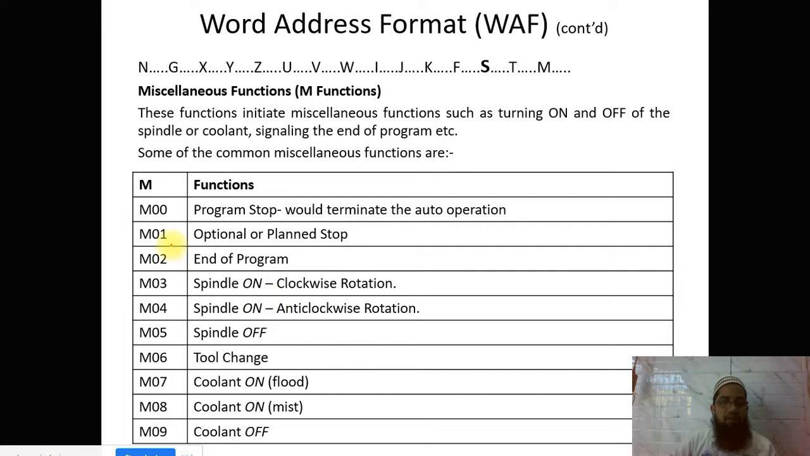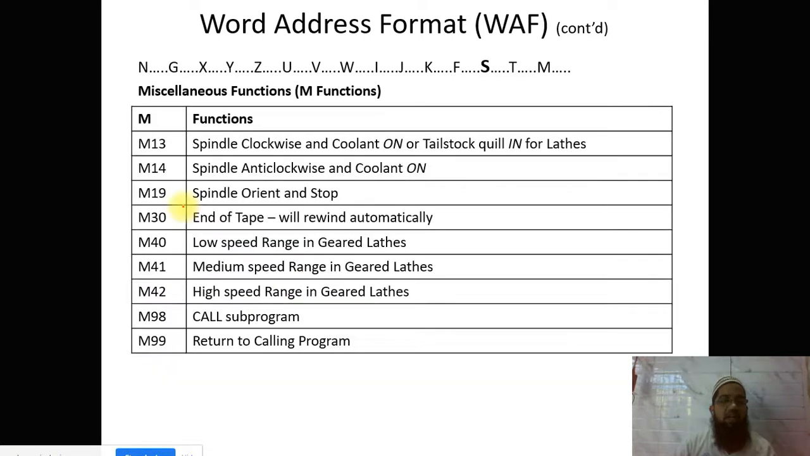As I said, in the M codes, the miscellaneous function codes, M03, M04, M05, M06, M07, M08 and M09 are very important. Okay, these codes are very important. So you have to remember those codes, which are marked by the red pen. You also have to remember M13, M14, M19. Sometimes we also use M30 for the end of the program.